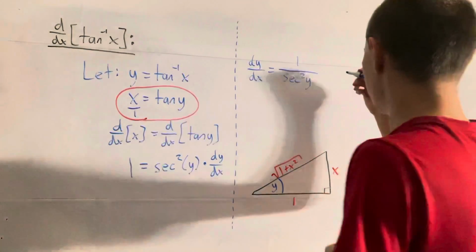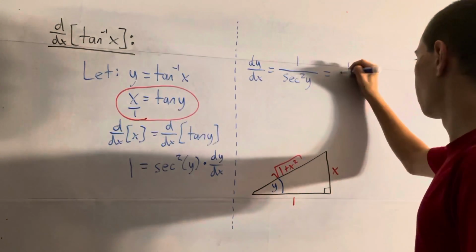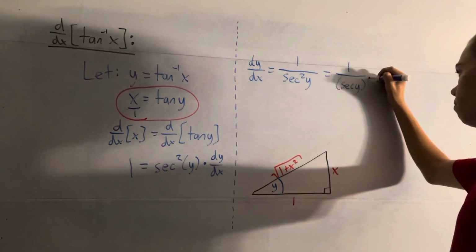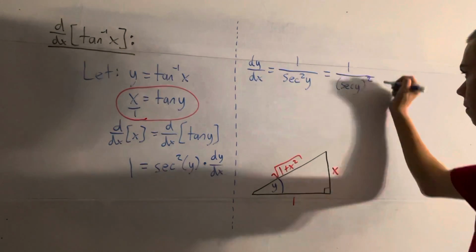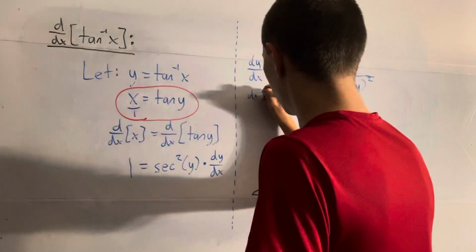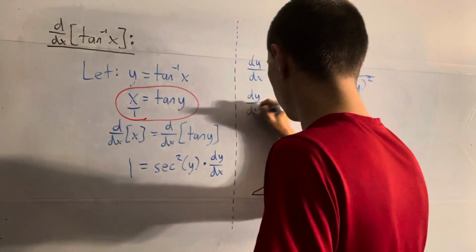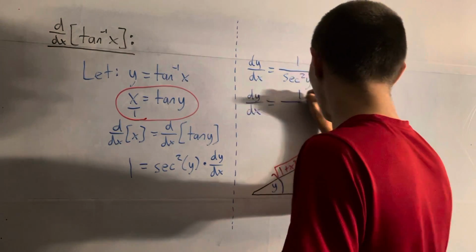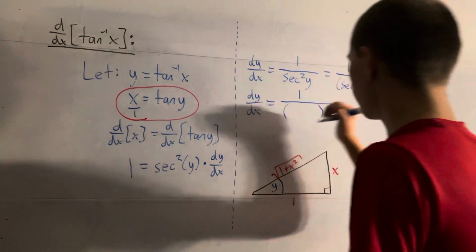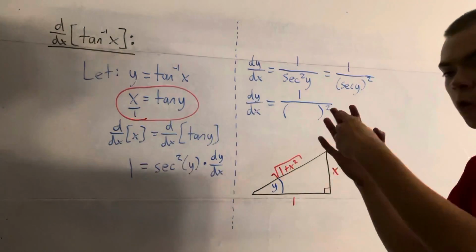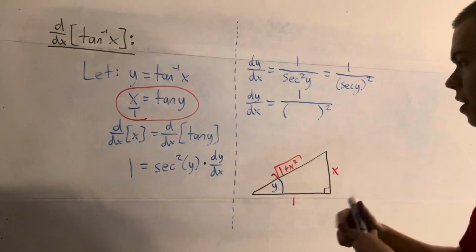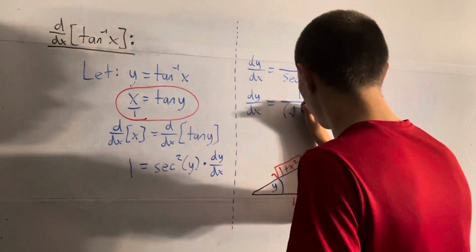Remember, this is just the same thing as taking the secant of y, whatever it is, and then squaring it. So dy over dx is equal to 1 over the secant of y squared. To find the secant of y, that's hypotenuse over adjacent, so it's just going to be the square root of 1 plus x squared over 1.